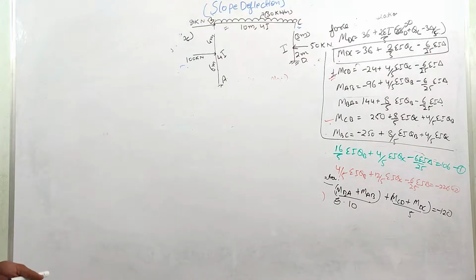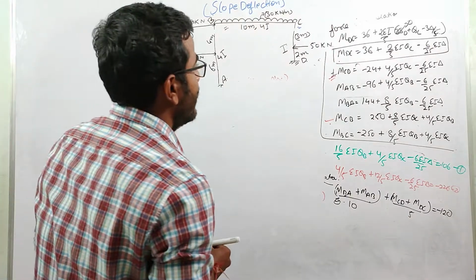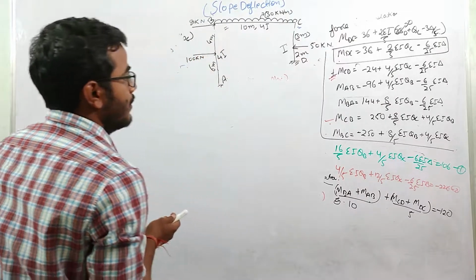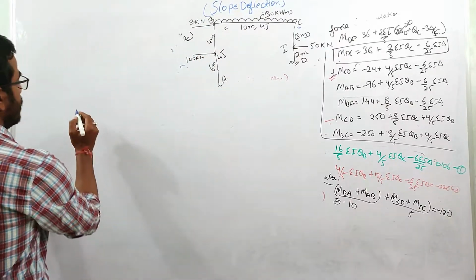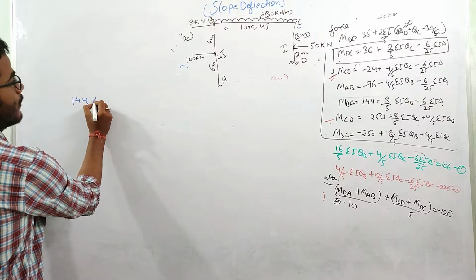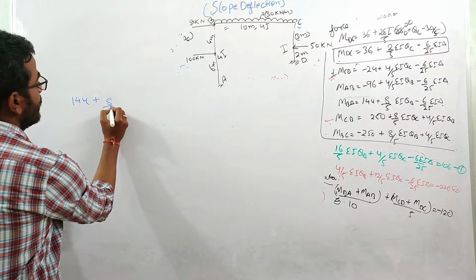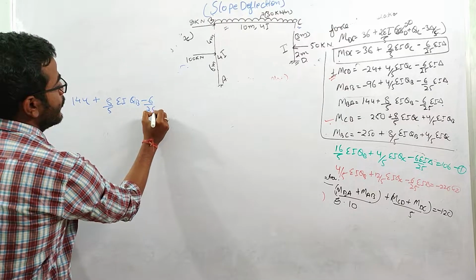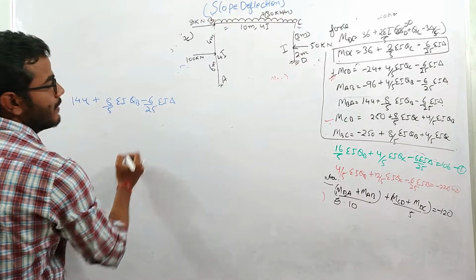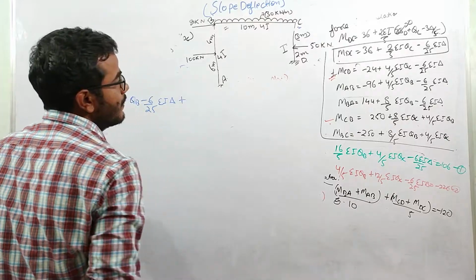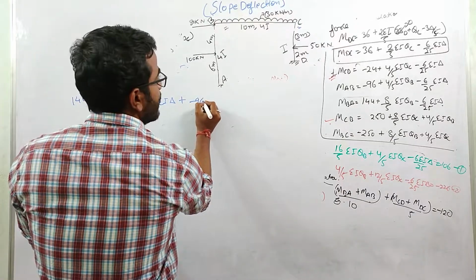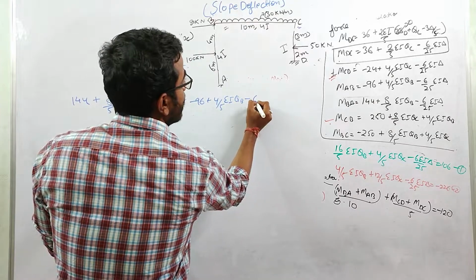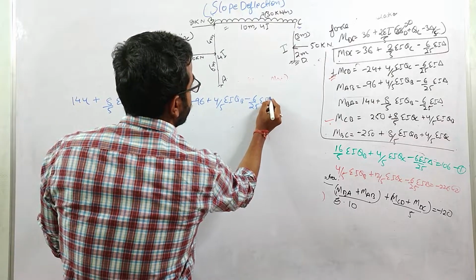So what is the value of MBA? MBA value is 144 plus 8 over 5 EI theta B minus 6 over 25 EI delta. Okay, and what is the value of MAB? MAB is minus 96 plus 4 by 5 EI theta B minus 6 by 25 EI delta.